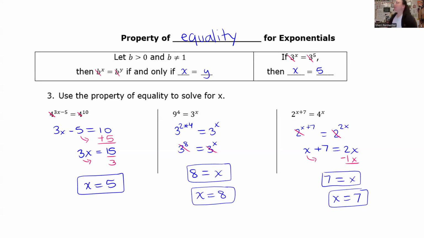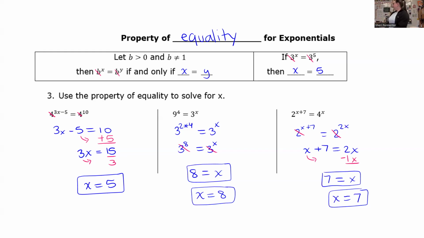So, property of equality for exponentials: if the base equals the base, we mark them off, set the exponents equal, and solve. From there, it's just doing algebra to solve the equation. Does everybody understand the property of equality for exponentials?